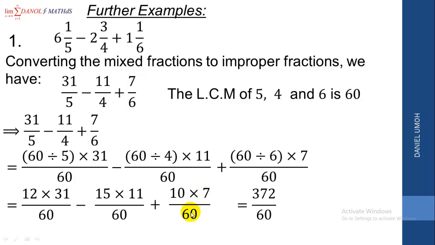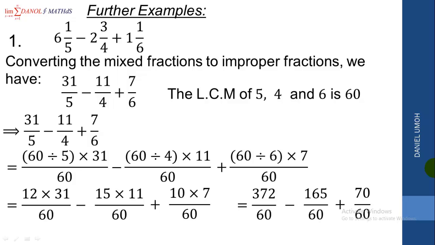Then when we solve this, 12 times 31 gives us 372 over 60. And 15 times 11 gives us 165 over 60. Then 10 times 7 gives us 70 all over 60. I hope you understand this. So you can see clearly that these are the equivalent form of these fractions and they have the same denominators.